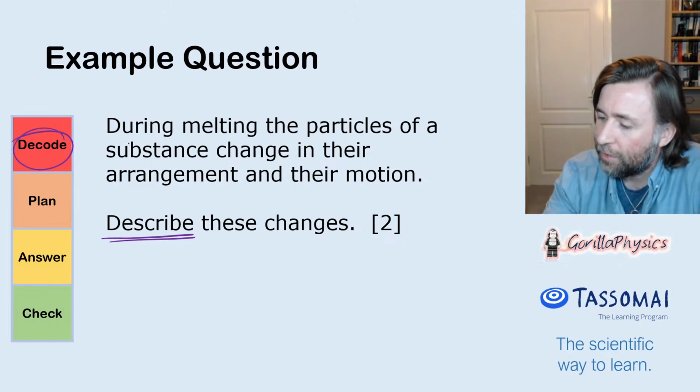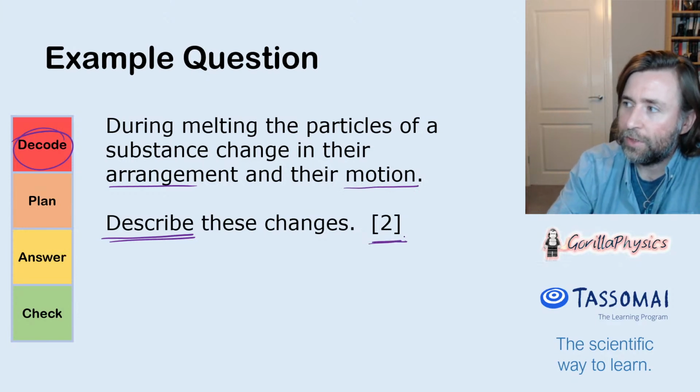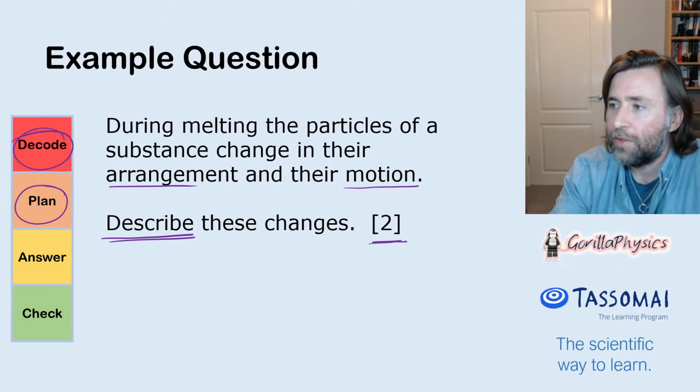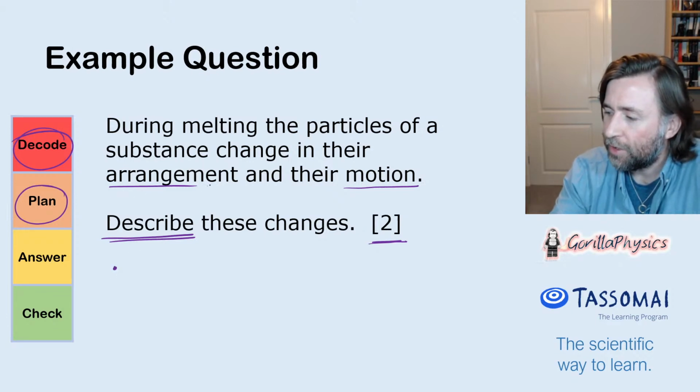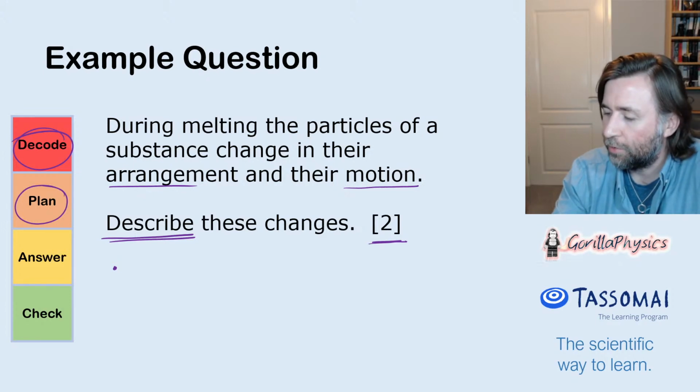So now let's read: during melting, the particles of a substance change in their arrangement and their motion. And it's worth 2 marks. So I'm thinking now in this planning step, how many things am I going to need to say? 2 things. And they've given me some clues as to what those 2 things are. There's going to be a mark for the change in the arrangement, and there's going to be a mark for the change in the motion.